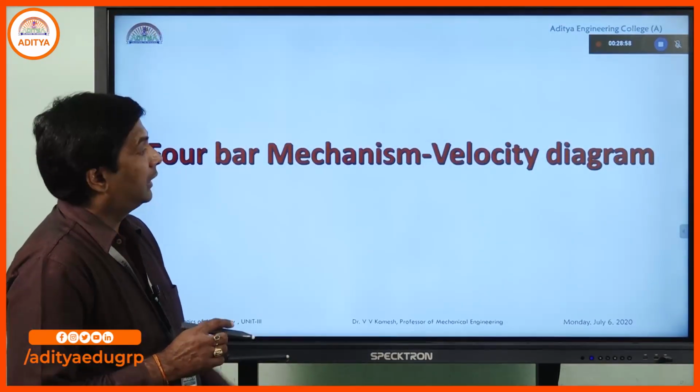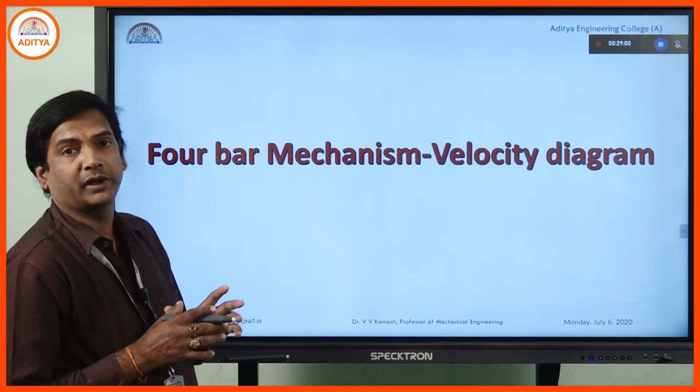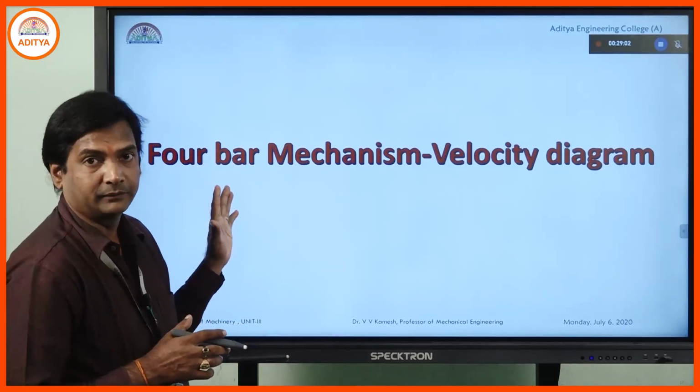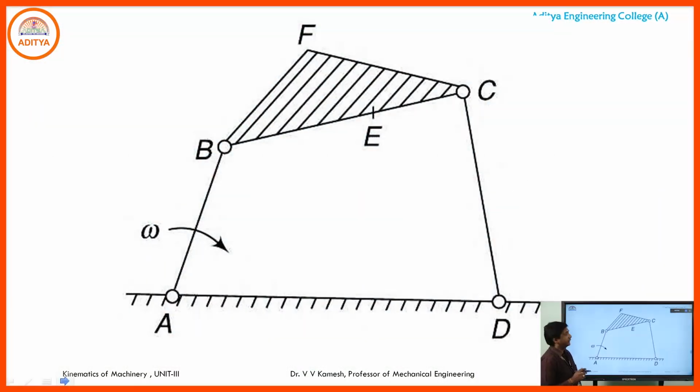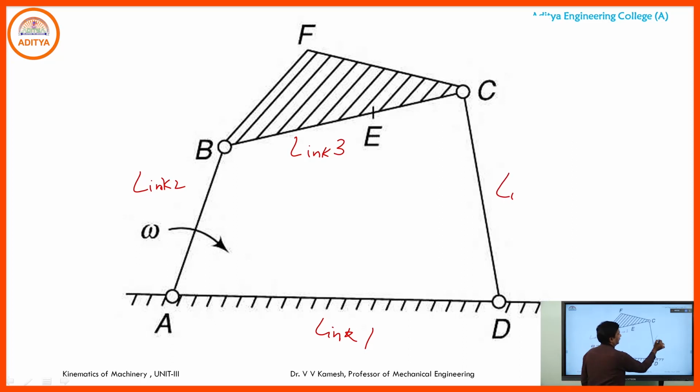Now, how to construct the velocity diagram for a 4-bar mechanism? Because the 4-bar mechanism is the fundamental entity of the kinematics of machinery. So, we have 4 links. The first link is link 1, this is link 2, this is link 3, and this will be link 4.